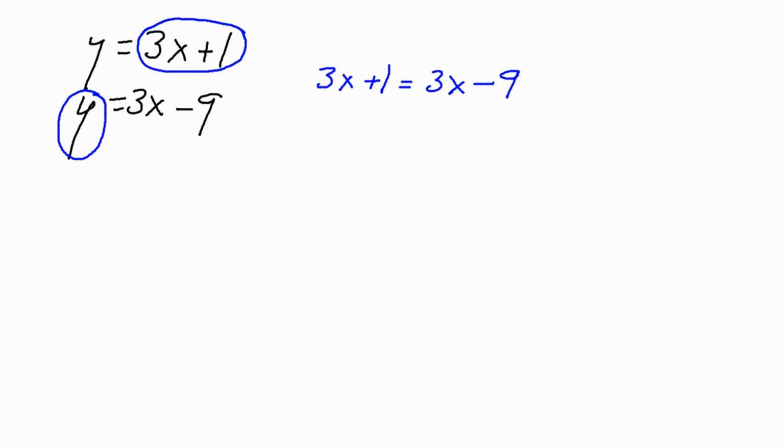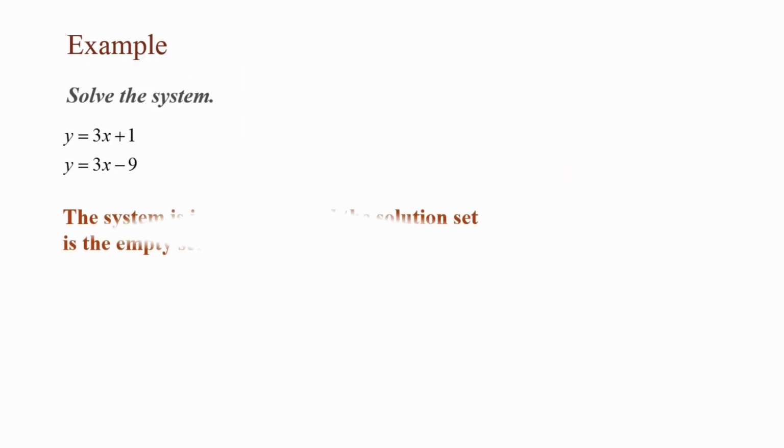So to solve it for x, I need to get them on the same side. So I'm going to subtract 3x from both sides. What happens is my result is 1 equals -9. And this is a false statement. The system is inconsistent and the solution set is the empty set.